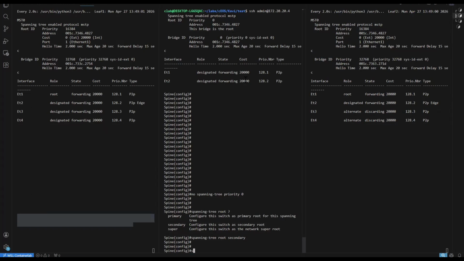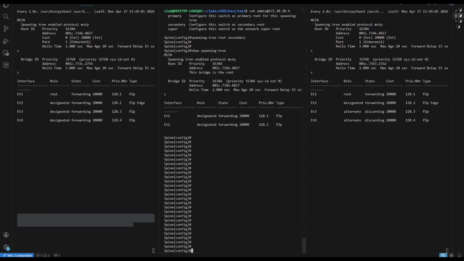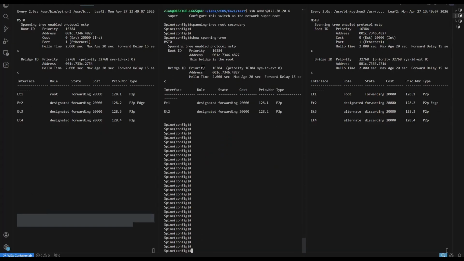Okay, so now if you look at the spanning tree, at the right now, I configured the spine as a secondary root. So if you look here, spine is the root bridge, because if you compare the bridge IDs of all three switches, spine has the lowest bridge ID. And if you look at the priority, it's 16,384. So if I configure the switch as a secondary, the priority would be 16,384.